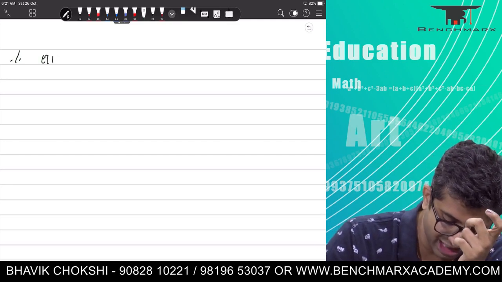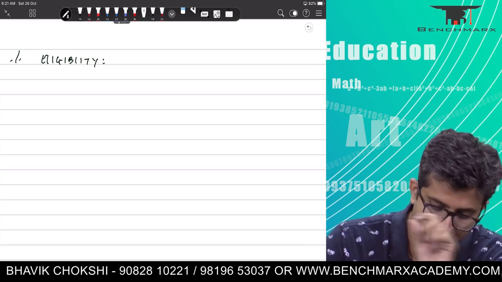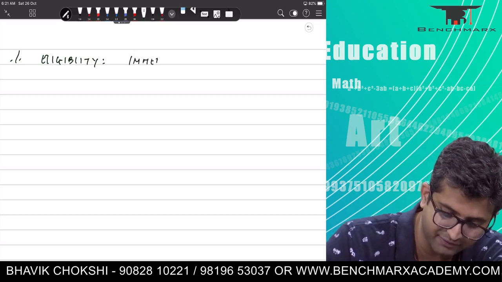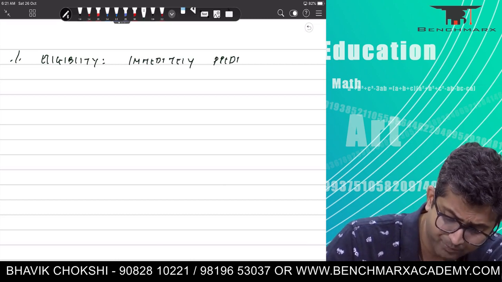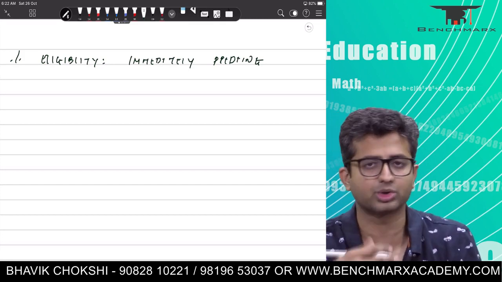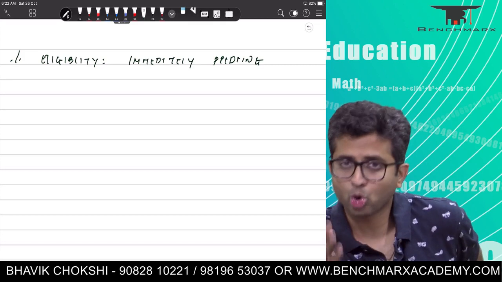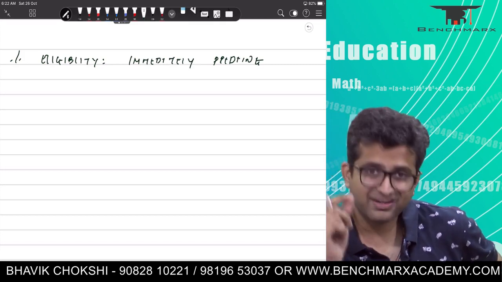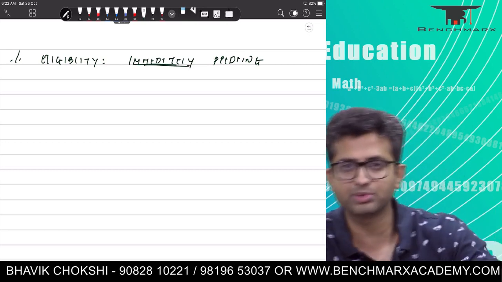First, the eligibility is counted taking the immediately preceding financial year only. What are the eligibility limits? Your net worth should be greater than or equal to 500 crores, your turnover greater than or equal to 1000 crores, or net profit greater than or equal to 5 crores, only for the immediately preceding year. If the company is eligible, earlier it was the immediately preceding 3 years, now it is only the immediately preceding year.